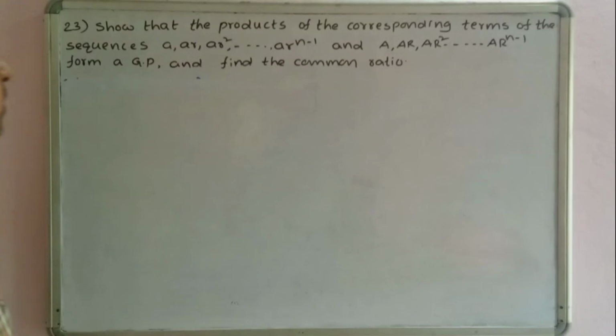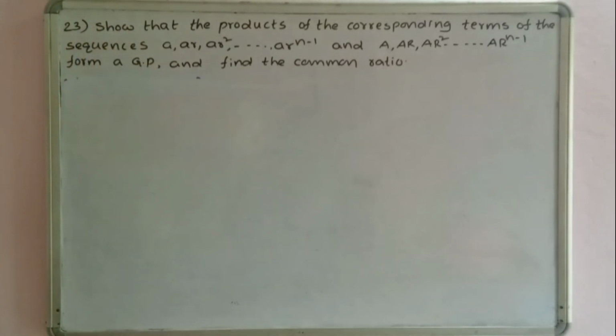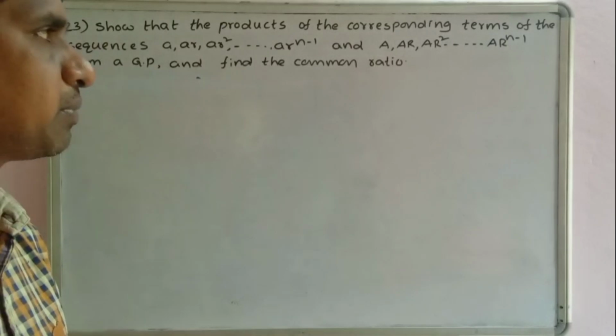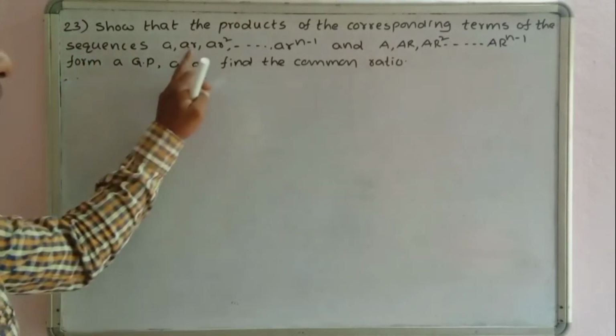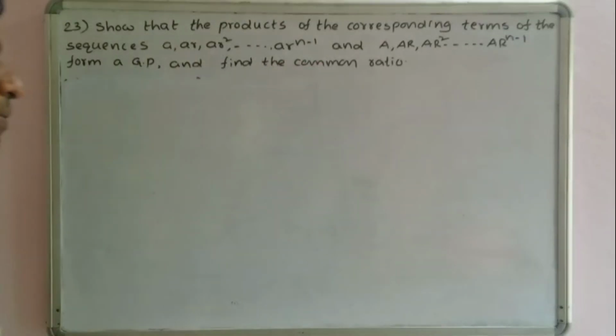Problem 23. Show that the products of the corresponding terms of the sequences A, AR, AR square, and so on up to A, R power n minus 1, and capital A, capital R, capital AR square, and so on up to capital A, capital R power n minus 1, form a GP. The series we get by multiplying these two should be proved to be in GP, and find the common ratio.